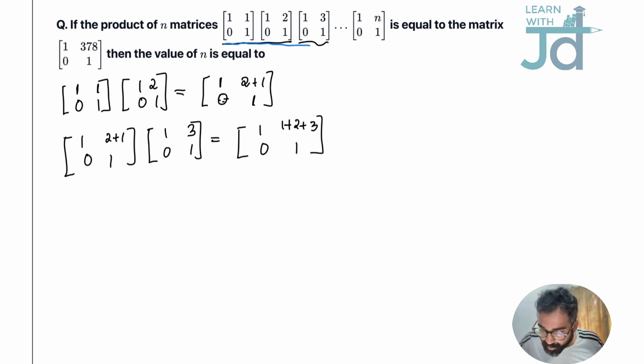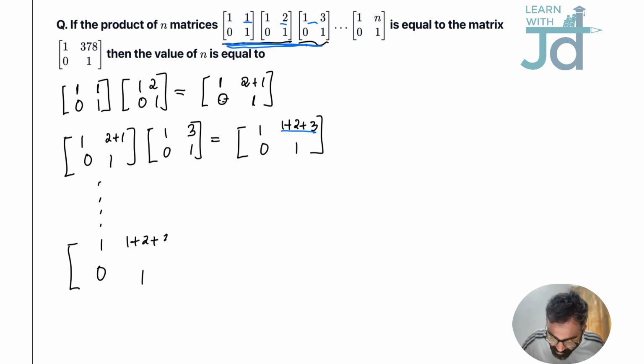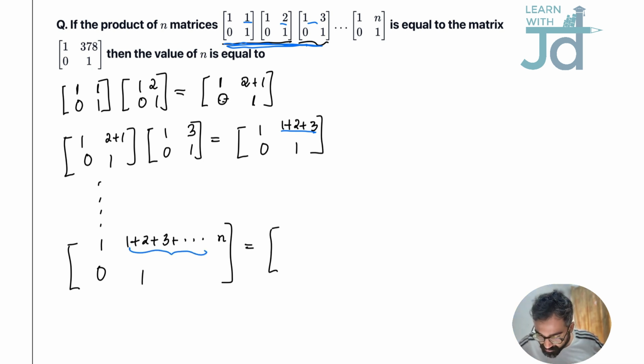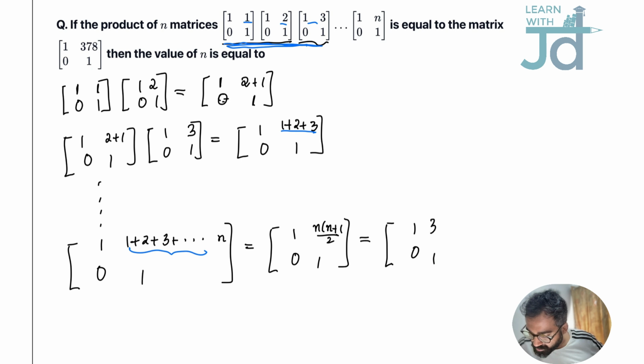See, basically the product of the first three terms is basically what? The sum of all this. So if you take it till n, what is going to happen? 1 0 1, 1 plus 2 plus 3 like that till n. Sum of first n natural numbers मिलेगा इधर. And वो तो पता है from sequence and series 101, it is n into n plus 1 by 2. And you have to compare it with your answer. So 378.